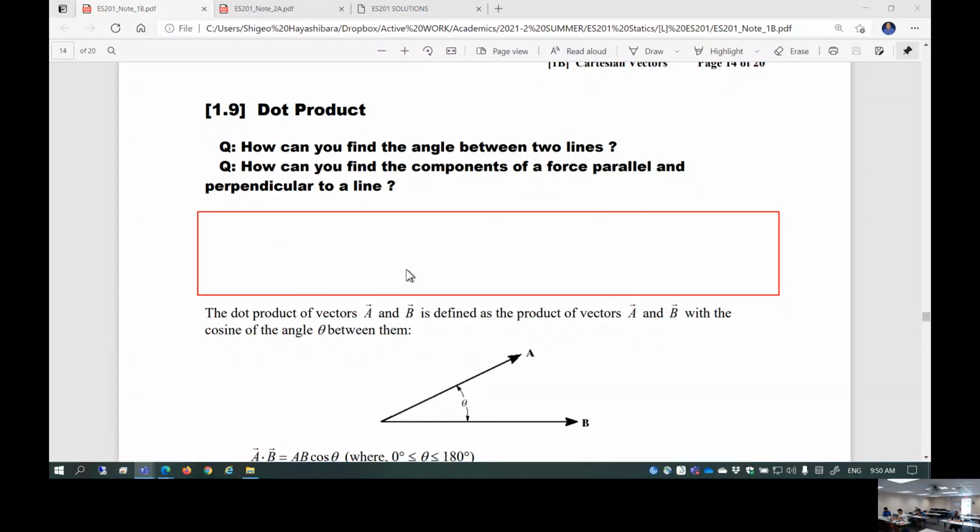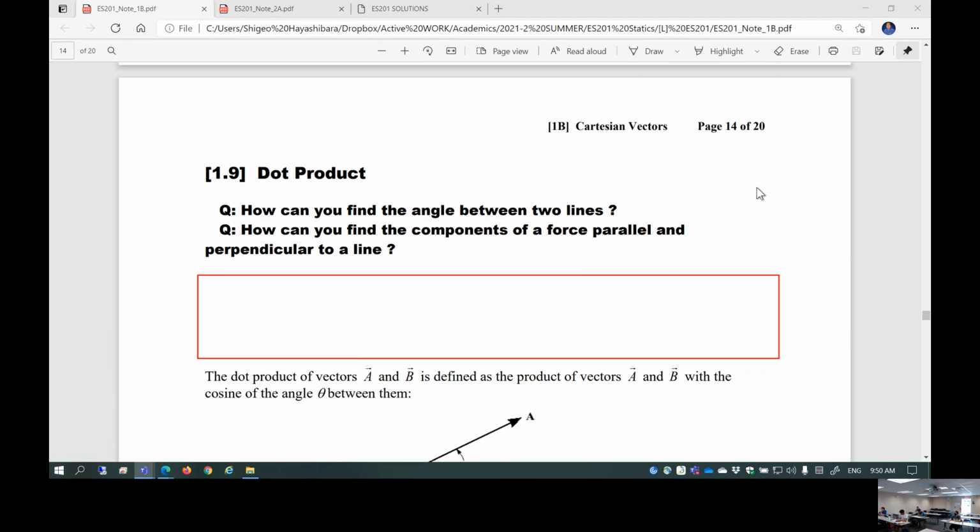So today's a Wednesday, so today's a quiz day. Okay, the last 20 minutes of today's class will be an in-class quiz, which covers Section 1A. We are continuing the Section 1B lecture today, starting from page 14, Section 1.9, dot product. Let's just take a look at it, okay?